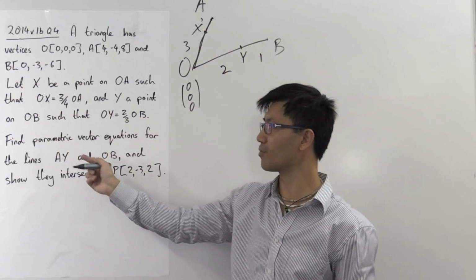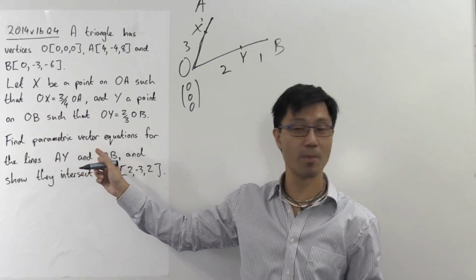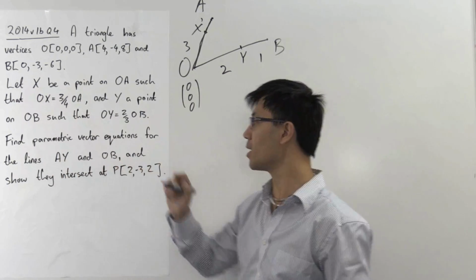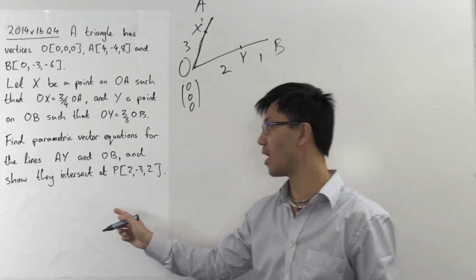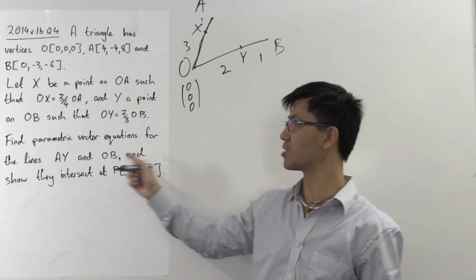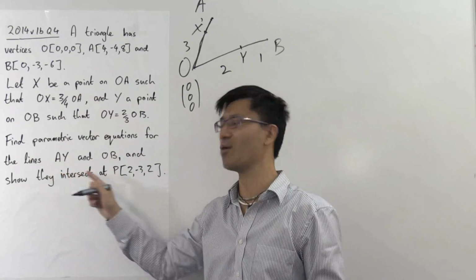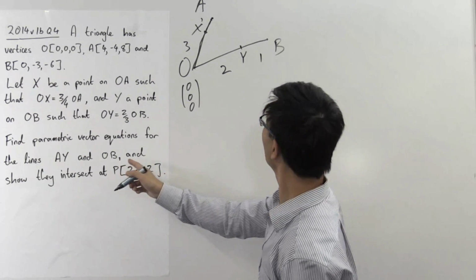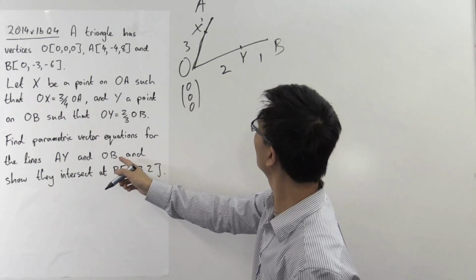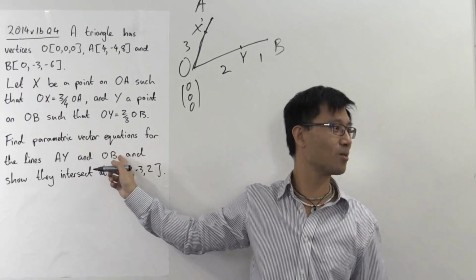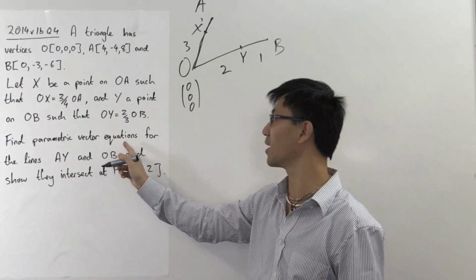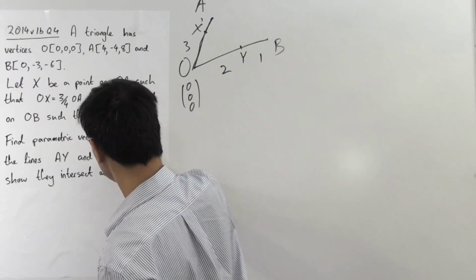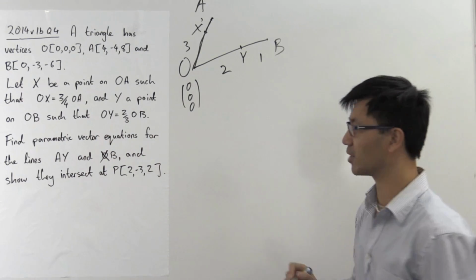Okay, so what does it ask for? It asks for parametric vector equations, in this case of 2 lines, AY and OB, and to show they intersect at this point here. Let's just do each of these lines separately. Is that meant to be an XB? You might want to check if that's supposed to be an XB. Yes, it is supposed to be XB. Yeah, thank you, I think it's got to be an XB. Okay, so let's try that with an XB and see if we get it right.